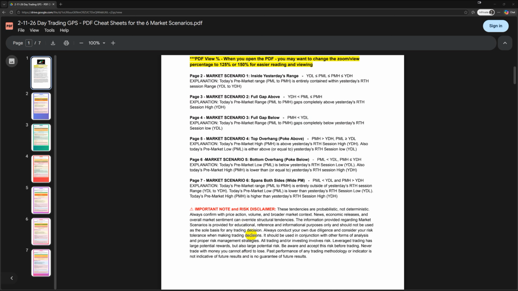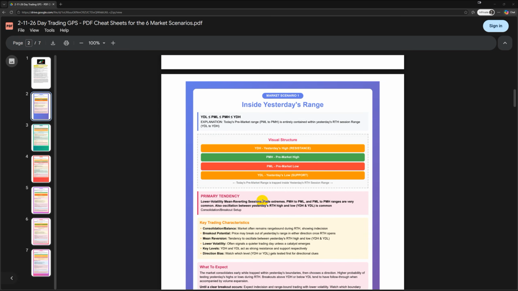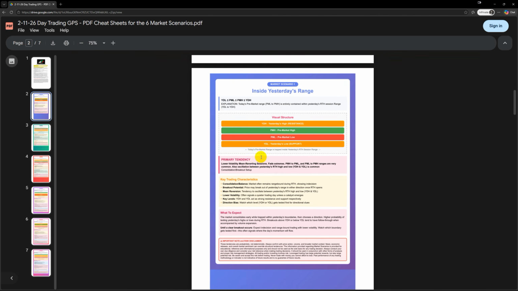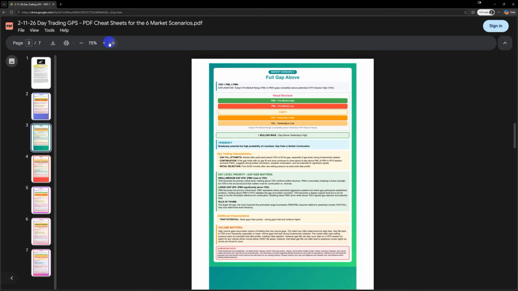So it's a brief explanation of each. There's basically a standard note and risk disclaimer here. Then you have each one of these. We'll zoom out. Each one of these, some are longer than others, has a visual structure, another explanation, what the market scenario number is, primary tendencies, key trading characteristics, and what to expect. Some of these will have more information, just depends on the particular market scenario.